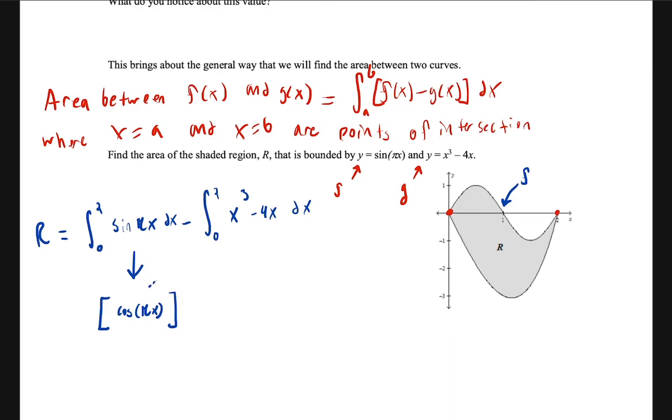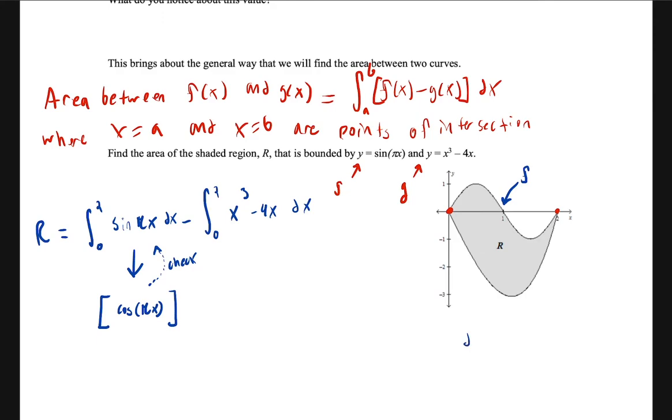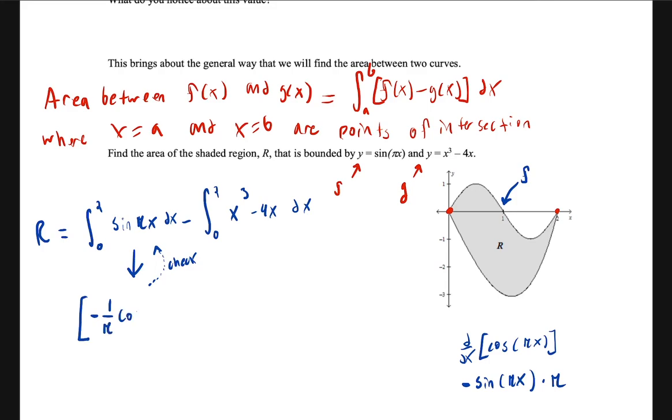But then I'm a good calculus student, so I always check my answer by retaking the derivative. And I remember that if I go to take the derivative of the cosine of pi x, two things are happening here. Number one, the derivative of cosine is negative sine, so I got to deal with that negative sign, but also the chain rule times pi. So I need to throw in here a negative 1 over pi. So it's negative 1 over pi times the cosine of pi x.